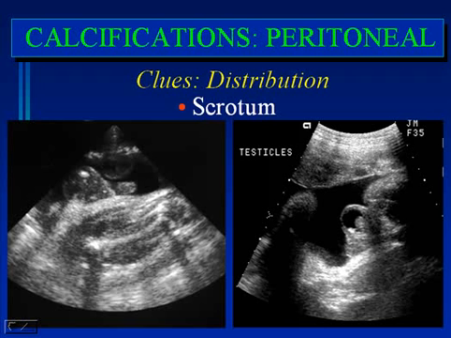Here are two fetuses with scrotal calcifications on the basis of meconium peritonitis. In this fetus, we see a large calcification here as well as a number of smaller calcifications. And the fetus on the right has a large calcification here and also has a hydrocele surrounding a portion of the testicle.